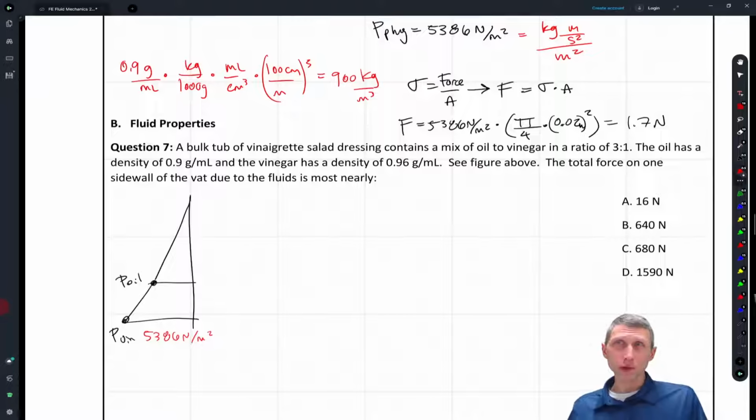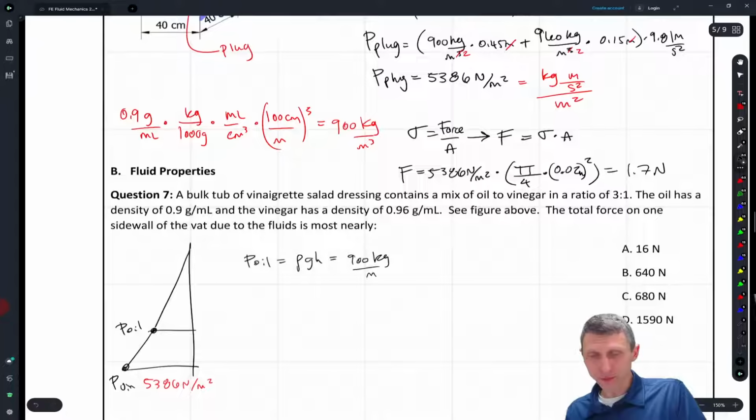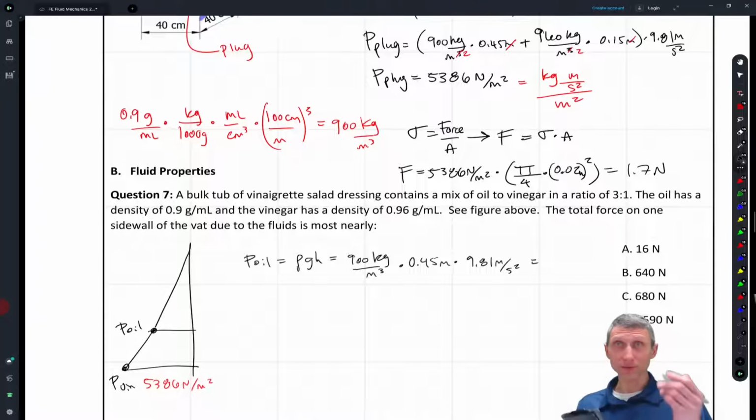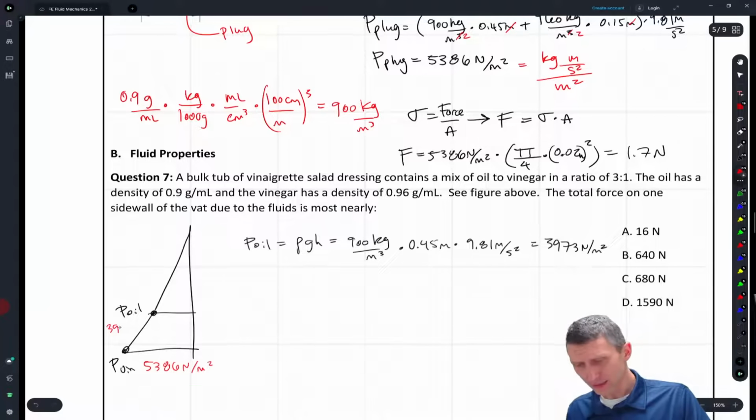Okay, what's the pressure of the oil? The pressure of the oil is just going to be rho g h of the oil. So what do we get? We get 900 kilograms per meter cubed times 0.45 meters times 9.81 meters per second squared. What do I get? I got 3973 newtons per meter squared. Let me write that in here, 3973 newtons per meter squared.